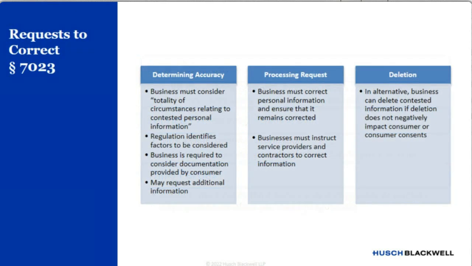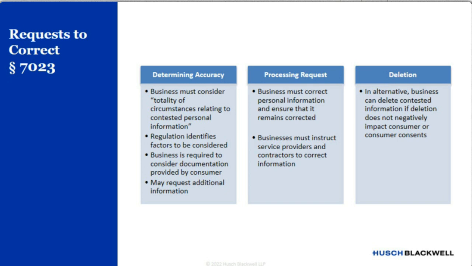So, request to correct. Section 7023 operationalizes responding to these requests. The first step is going to be determining the accuracy of the PI, and the regulations state that businesses should consider the totality of circumstances relating to the contested PI. So businesses may deny the request if they determine that the contested PI is more likely than not to be accurate based on the totality of circumstances.